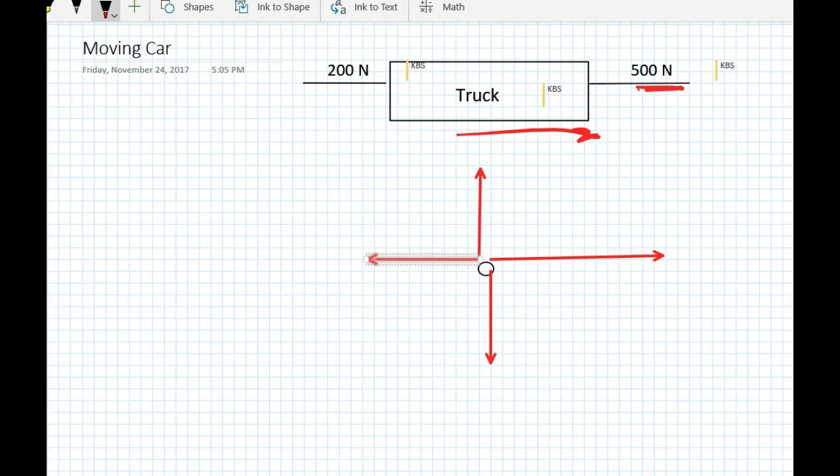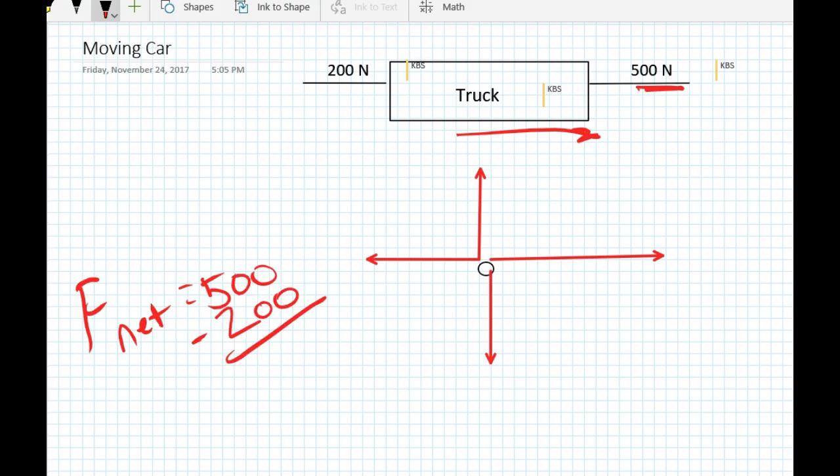So to calculate the net force again, once again, we know there's no up and down motion, so the forces in those directions are going to equal 0. They're canceling each other out. Force net equals 500 minus 200. So we have a 300 Newton net force acting to the right. The truck is moving forward and to the right.